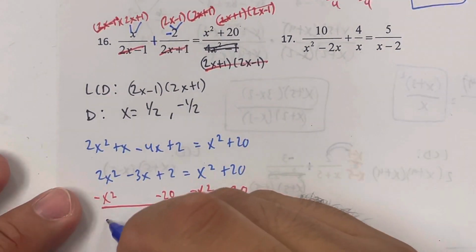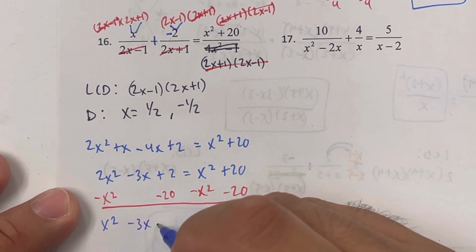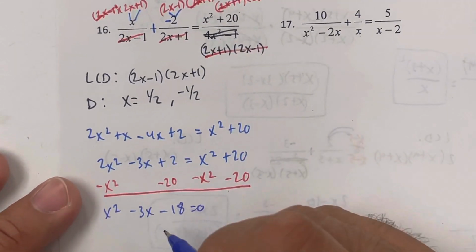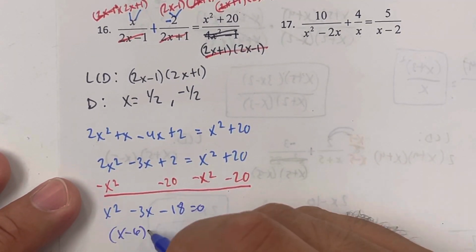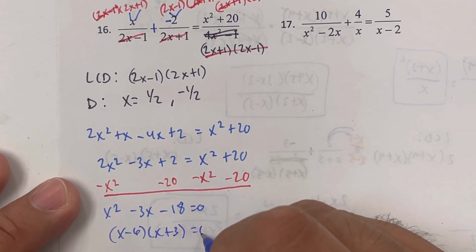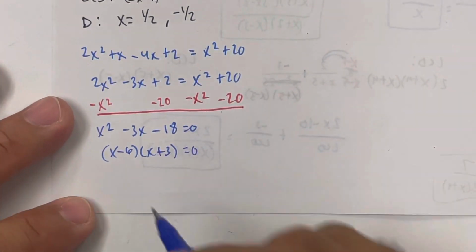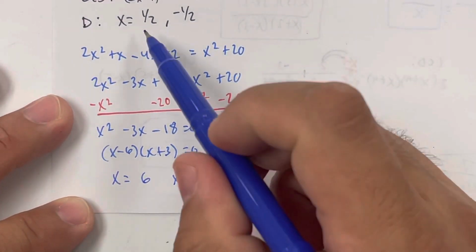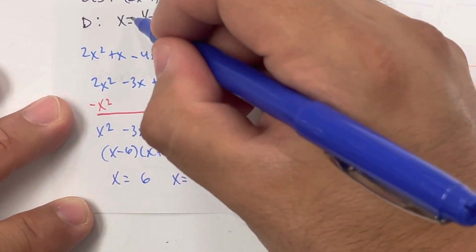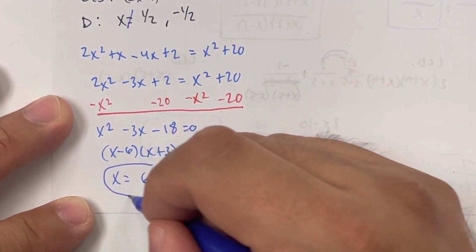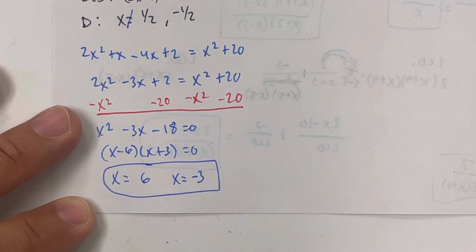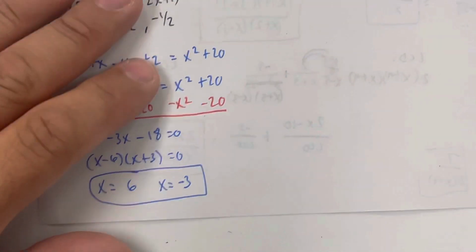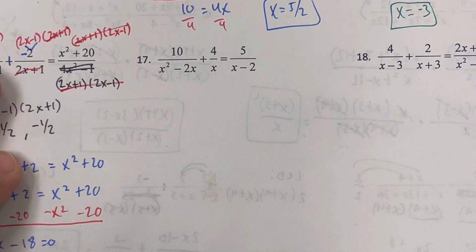So we come up with x squared minus 3x minus 18 is equal to 0. When you factor this, x minus 6, x plus 3 equals 0. So my solutions when I set equal to 0 are x equals 6, x equals negative 3. My restrictions say x cannot equal 1/2 or negative 1/2, so both answers should be fine. All right, on to number 17.